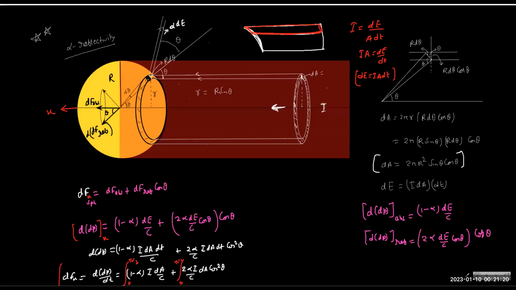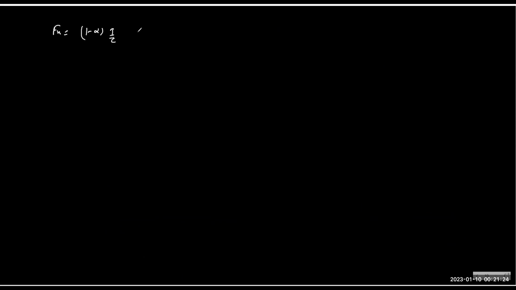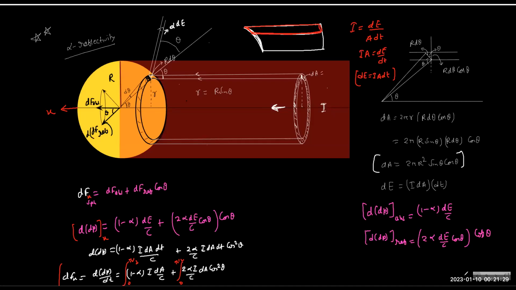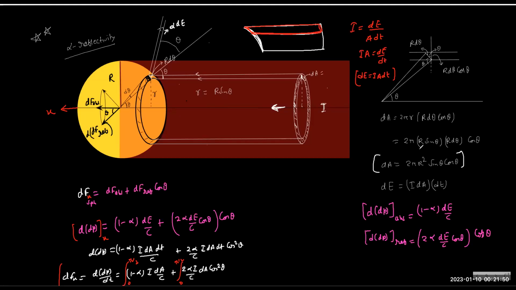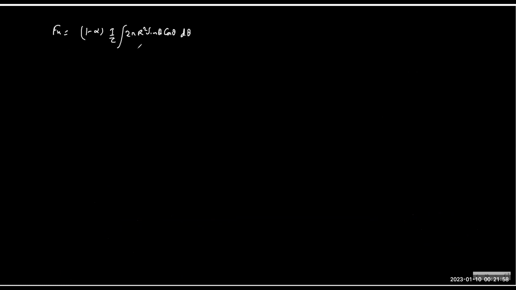Okay, so dFx turns out to be 1 minus alpha, I by c. And dA is how much? 2 pi r dA, which is 2 pi r square sin theta cos theta. d theta is missing. Okay. I'm getting I pi r square by c. Yeah, now that's the right answer.